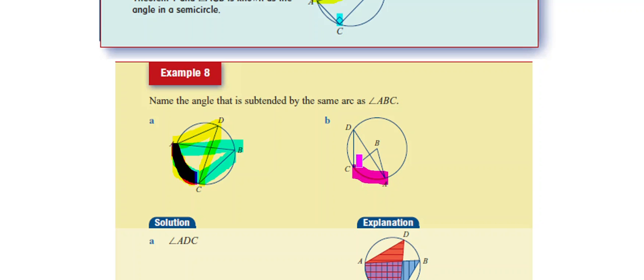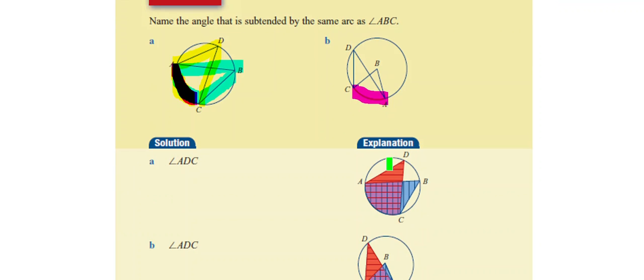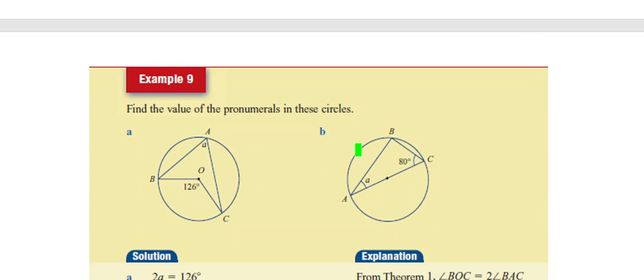Which angles are covered by that? So we can see that CDA and CBA are covered by that same arc. Okay, so examples are shown here. I will do some quick questions in terms of values. So example 9 shows you some examples.